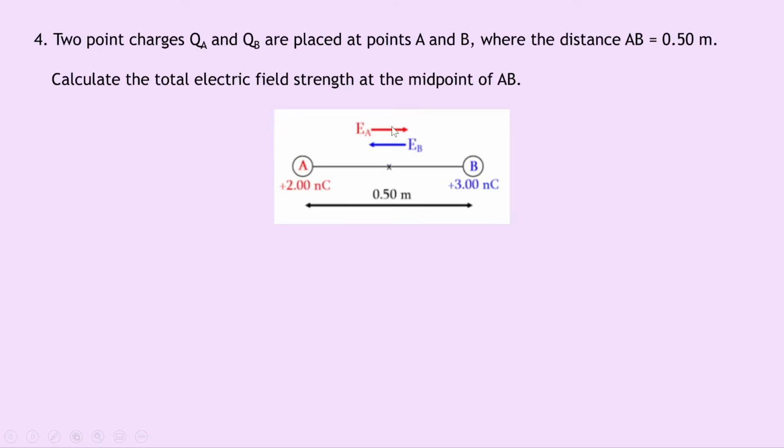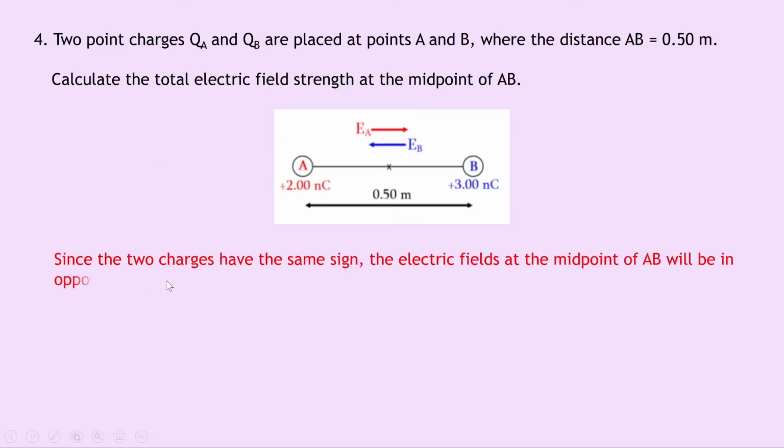And firstly, you can see labelled on the diagram here is that since the two charges have the same sign, the electric fields at the midpoint of AB will be in opposite directions. In other words, the charges are repelling each other as shown by these directions. However, since charge B is greater in magnitude, then EB to the left will be larger, so the total electric field strength will be to the left.